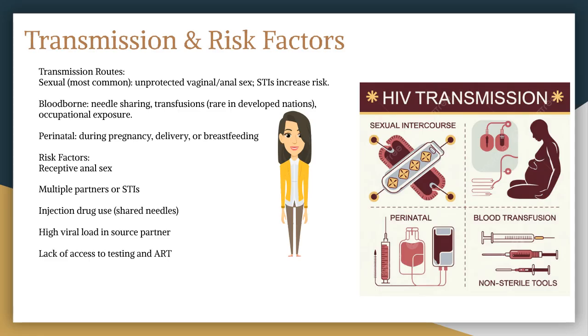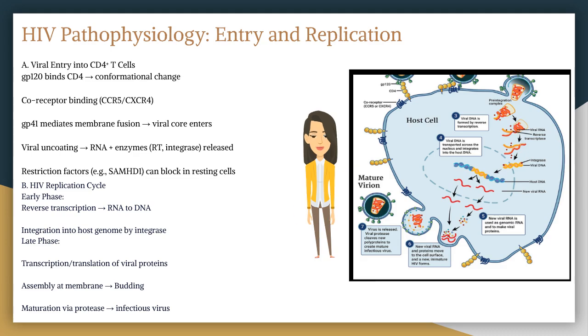HIV is not transmitted through casual contact, saliva, tears, sweat, or insect bites. Sexual transmission remains the leading cause globally, accounting for 70 to 80% of the infections. Risk increases with unprotected sex, multiple partners, or shared needles.